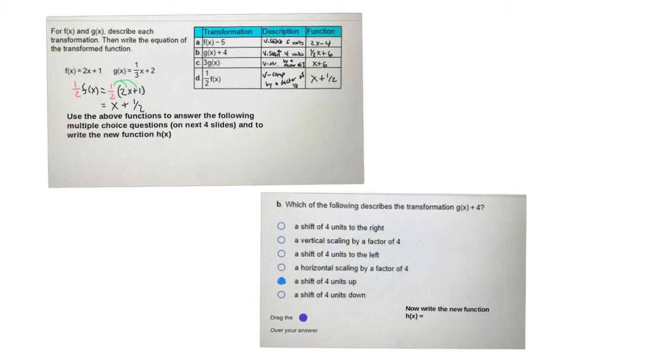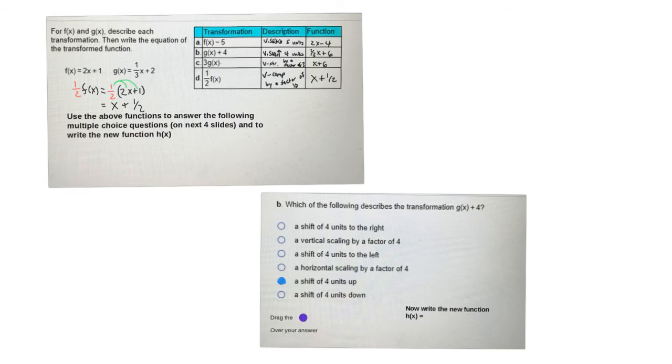A shift 4 units up. And just in case, let's not get too cocky. A shift 4 units to the right, it's definitely not that. Vertical scaling by a factor of 4, no, definitely not that. A shift 4 units to the left, no. It's definitely this one. Okay, and then they say, write the new function, h of x.